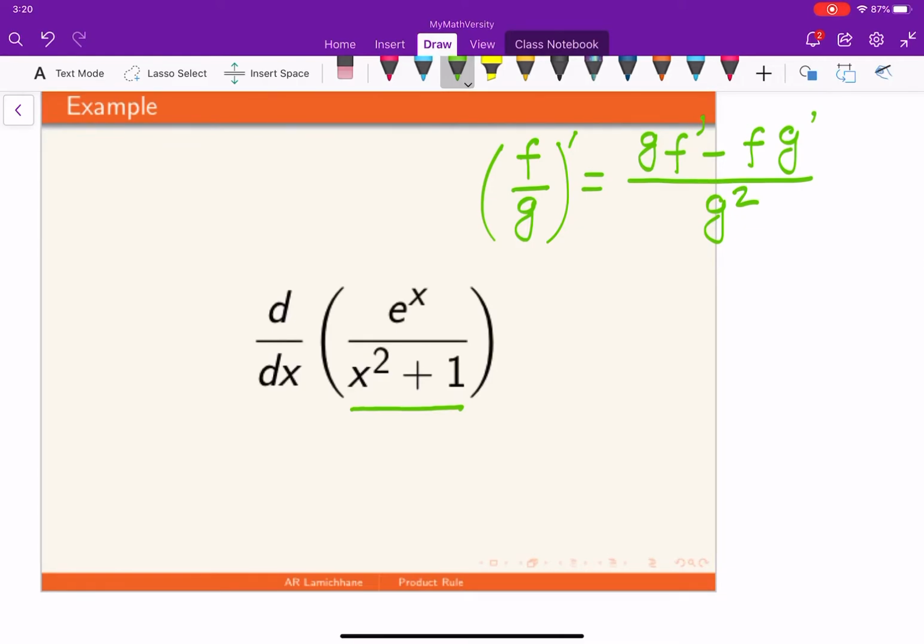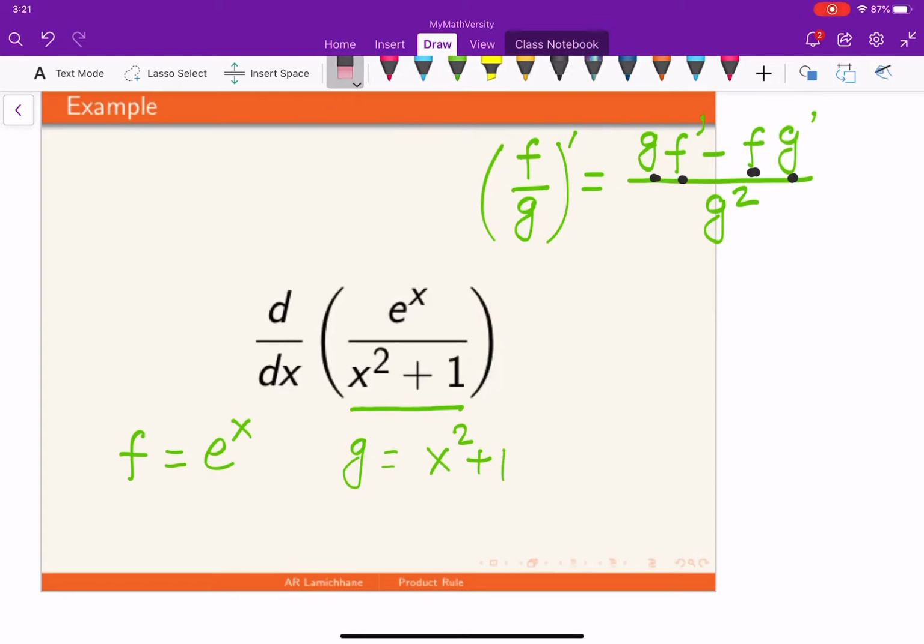But to use this rule, you notice that we need f, g, f prime, g prime. So if that is the case, let's collect all of that information first. Let's first find what is f and what is g. If you exactly want to apply this quotient rule, you can see that f is the function of the top and g is the function of the bottom, right? So f is equal to the given function of the top, which is e to the power x, and g is the function of the bottom, so that will be x squared plus 1, right?